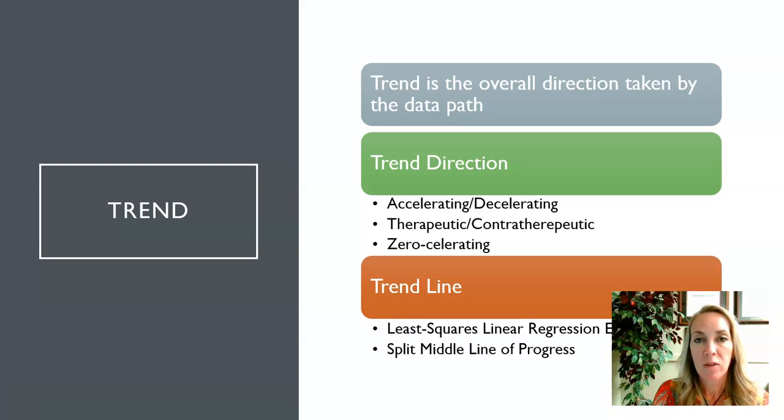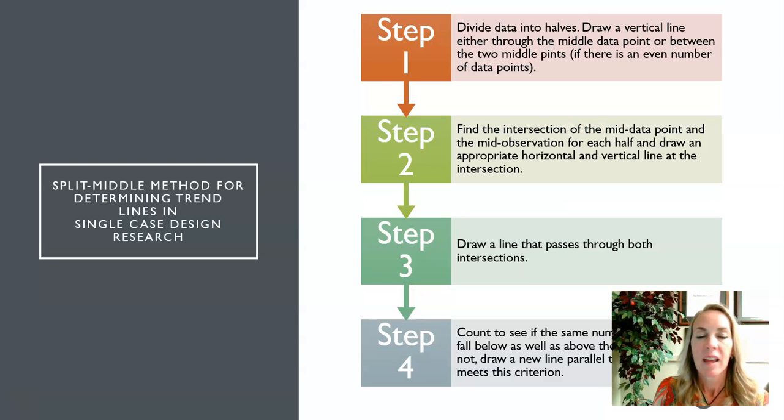If you don't have that and we're just looking at a graph in a journal article, we can do a split middle line of progress. Now this slide here shows you the directions of how to do that, but I think that I'm going to leave that up to you to decide if you want to learn how to do that, because we do have technology so easily and readily available.